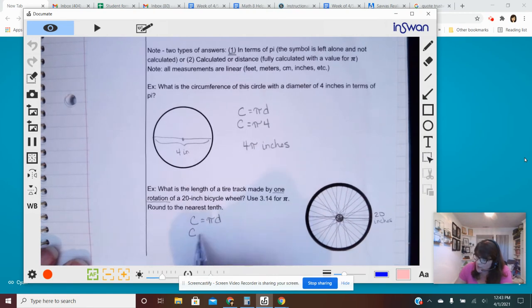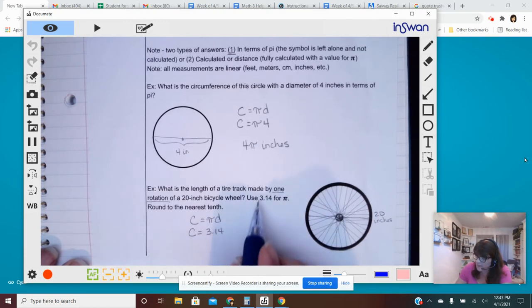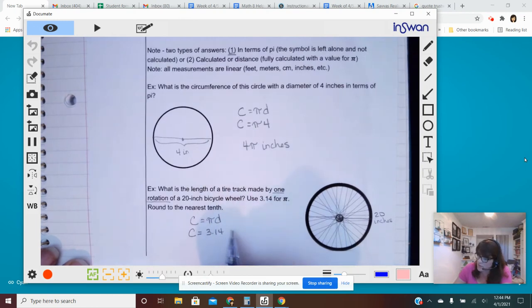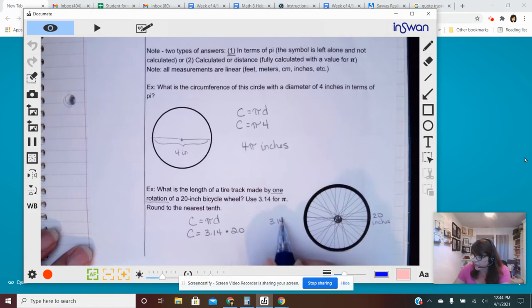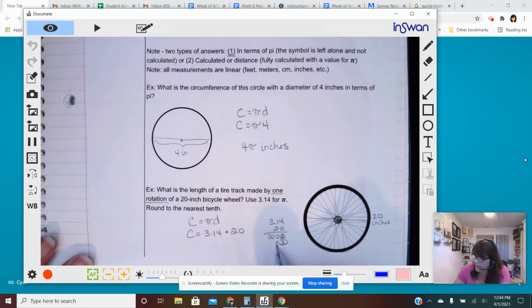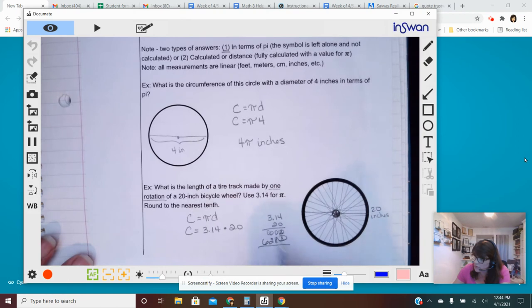So now circumference is 3.14 for pi, because that is what they asked us to use, times 20. And you can feel free to use a calculator or not. It is really not necessary. 3.14 is the great time to practice your multiplication skills. Okay. 8, 2, 6, 2 decimal places.